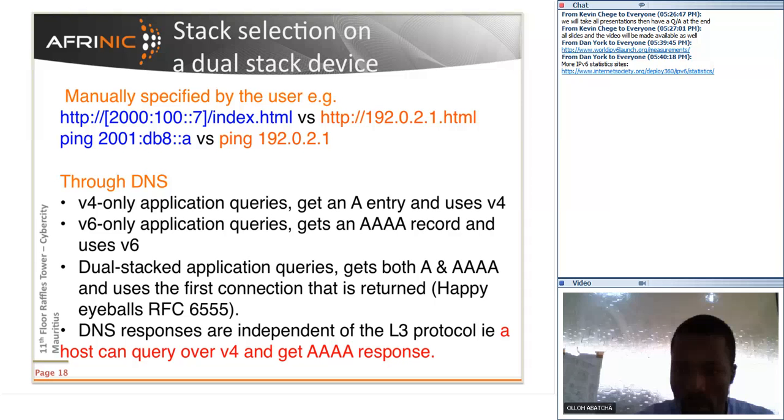And you find Happy Eyeballs implemented on different platforms. I think Mac OS X Lion has it. I think the new Firefox has it. You find a bunch of different tools and appliances that already have Happy Eyeballs implemented to address that brokenness issue. And DNS responds independent of layer 3. So if you query over IPv4 and you get a quad A, there's nothing wrong with that.